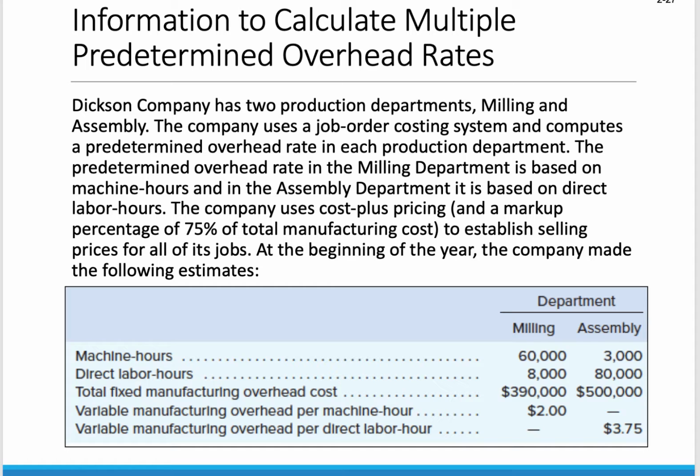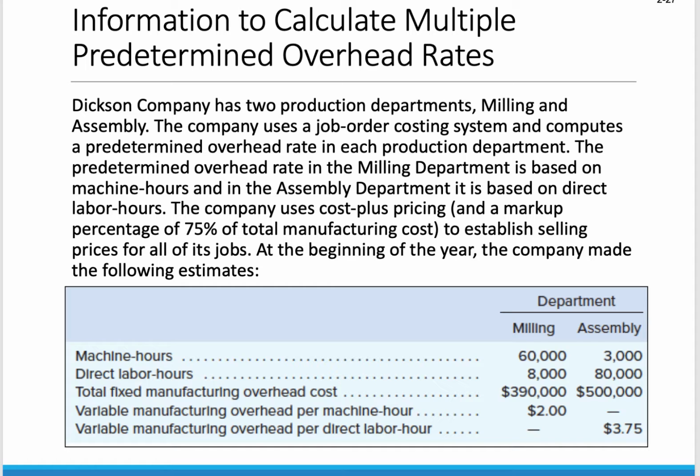So they give us information for the beginning of the year, right? For each department, milling uses 60,000 machine hours, assembly uses 3,000. Direct labor hours, milling uses 8,000, assembly uses 80,000. The total fixed manufacturing overhead, well, we have 390,000 for the milling. Assembly has fixed MOH of 500,000, and they provide us the variable overhead per machine hour for milling and per direct labor hour for the assembly.